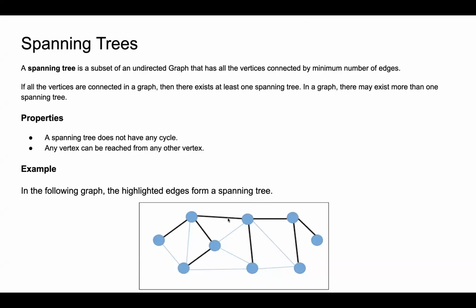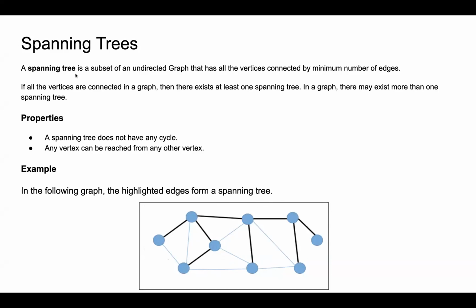We can see here in the diagram that it is a graph. It is an unweighted graph. Okay, weight is not given. Weight is not given for any of the edges of the graph. Okay, now what is a spanning tree?